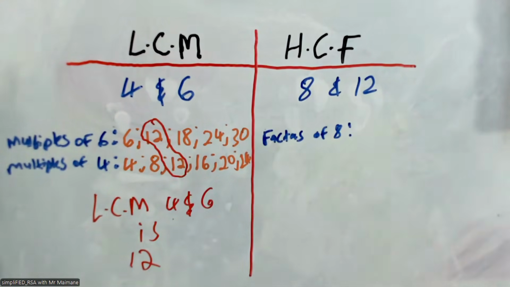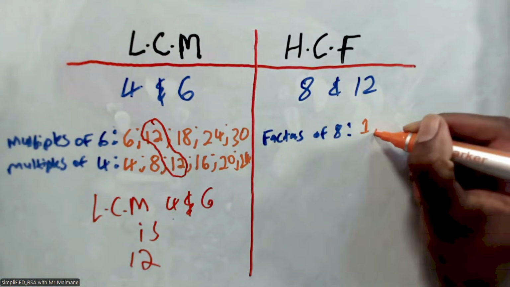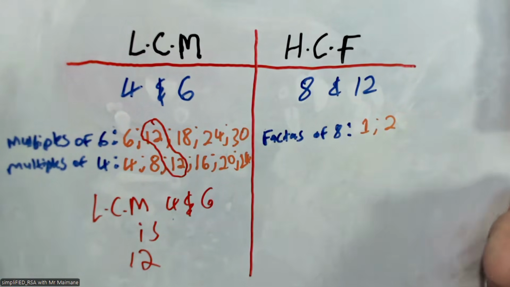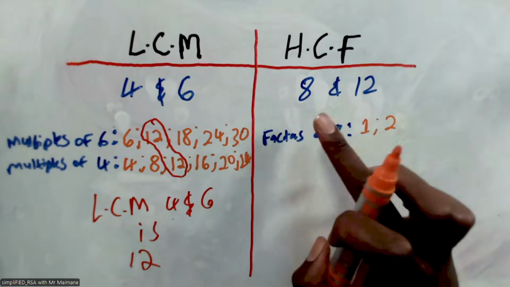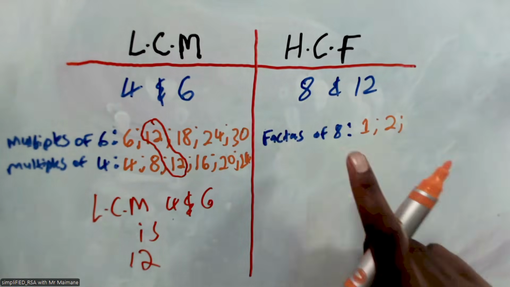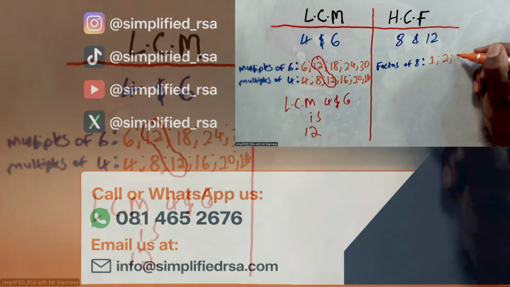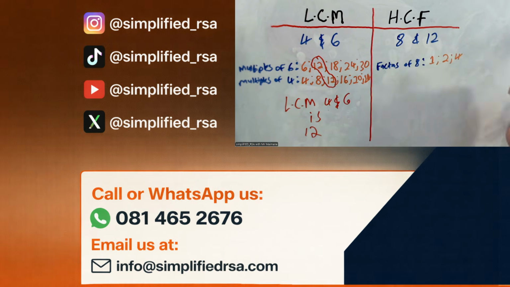of 8. Factors of 8: 1 is a factor of 8. 2 is a factor of 8. Remember, factors are numbers that divide 8, and when you multiply them together, they must give you 8. 4 is a factor of 8. And also 8 itself is a factor of 8, right?